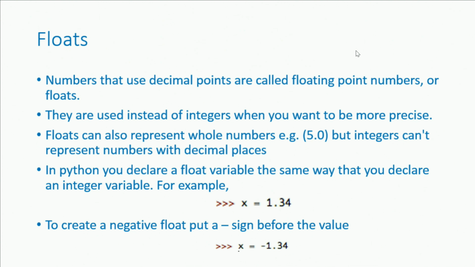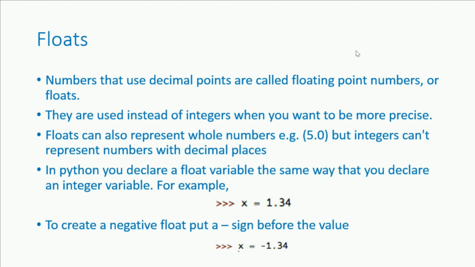Finally, floats. As in the last episode we saw integers, we're going to move on to floats, which is a different data type. They are numbers that use decimal points, and they can be called floating point numbers or floats. They are used instead of integers when you want to be more precise. Floats can represent whole numbers, for example 5.0, but integers cannot represent numbers with decimal places.